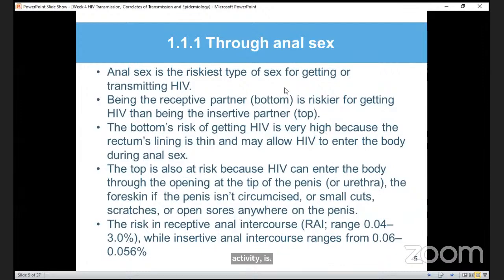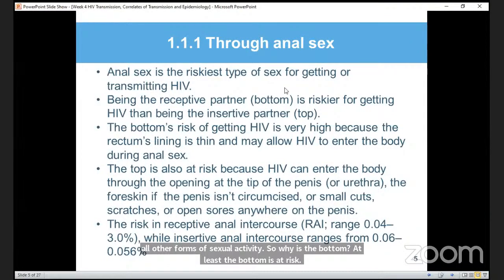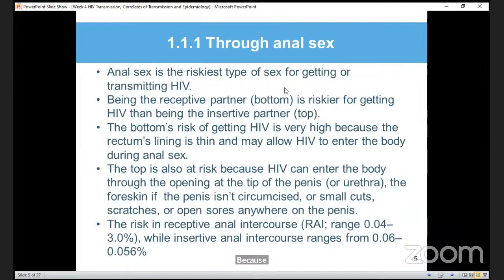So why is the bottom at risk? The risk is very high because of the rectum lining, which is thin and may easily tear, thereby allowing the virus to enter the body. The top is also risky, but not as much as the bottom. Why is the top risky? The virus can enter the body through the opening at the tip of the penis, or the urethra, or under the foreskin if the penis is not circumcised, or through small cuts and scratches or open sores anywhere around the penis.